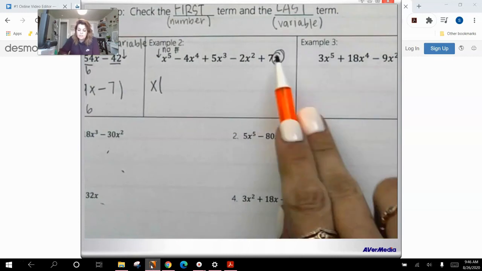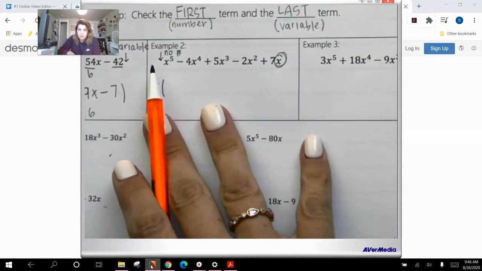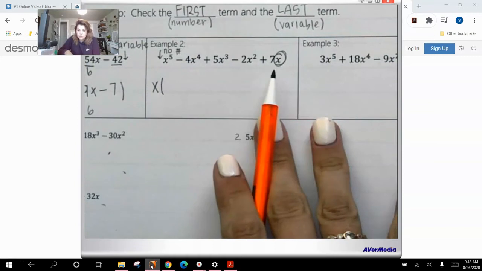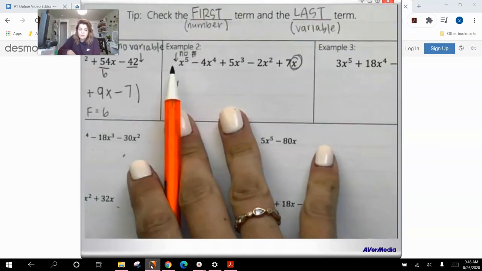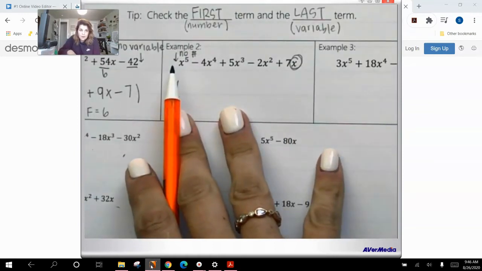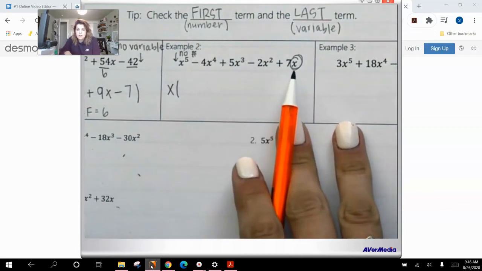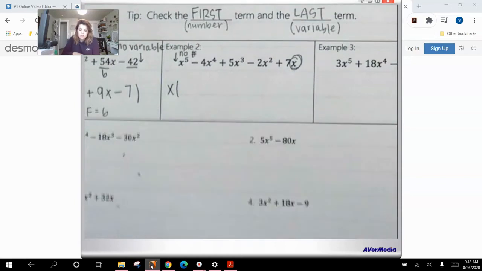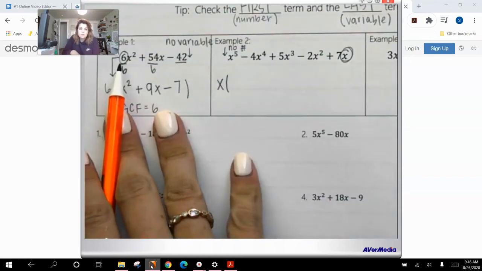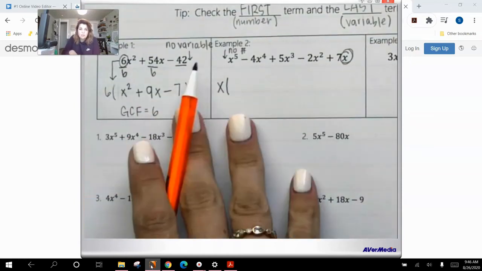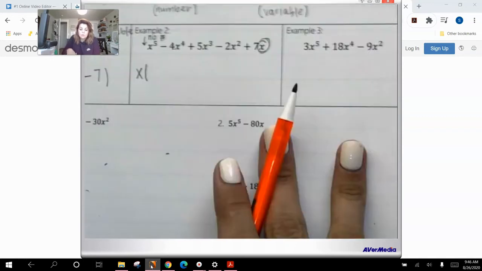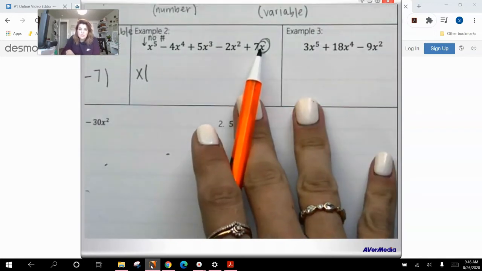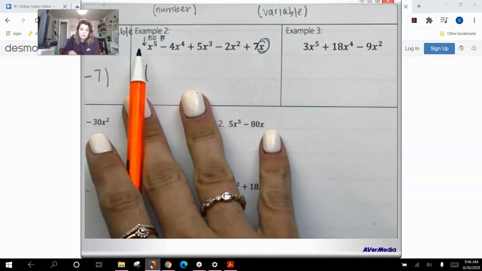I know that this is the GCF because I checked my first term and my last term. If there's a number on the front, that's the number you factor out. If there's a variable at the last term, that's the letters you factor out. So on this one, the number on the front was our GCF because there was no letter. On this one, X is our GCF because there's no number on the front.